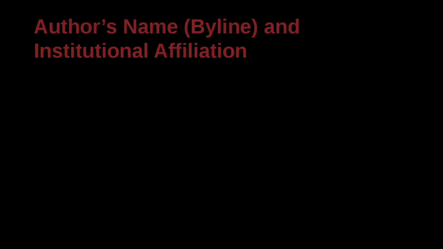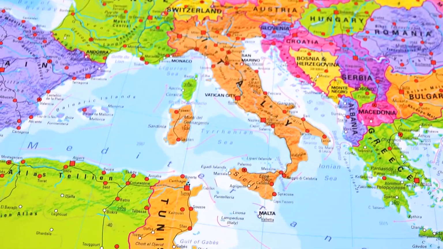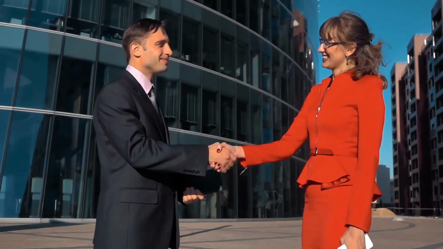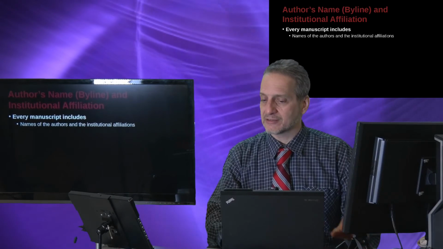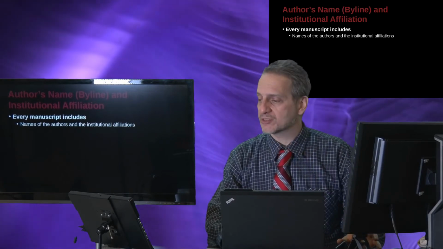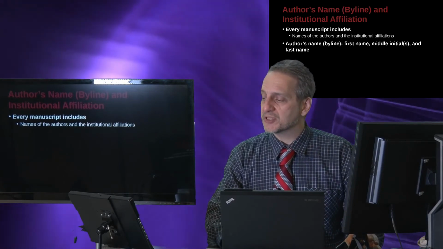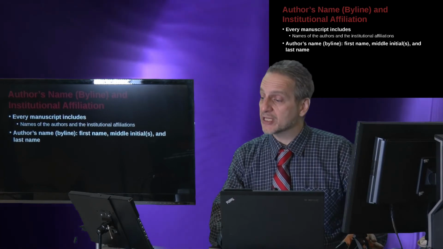The next thing we add is our author's name. And our author's name, or what we often call the byline. The byline is where are you from? Who are you? Institution-wise, where do you work? And so the byline is this whole thing, your name and your institution. So you need to include the name and the institutional affiliation.